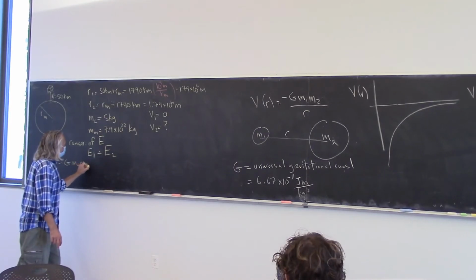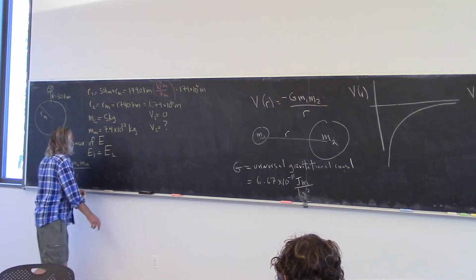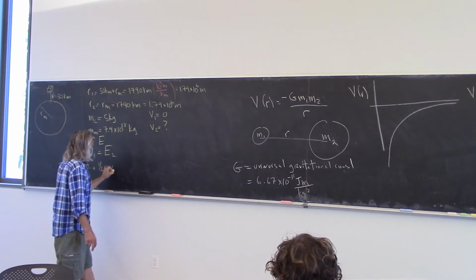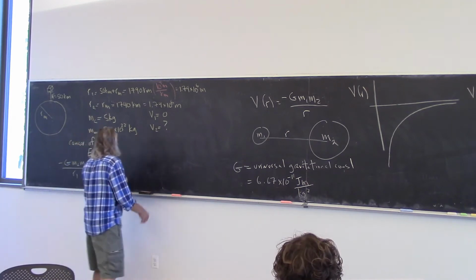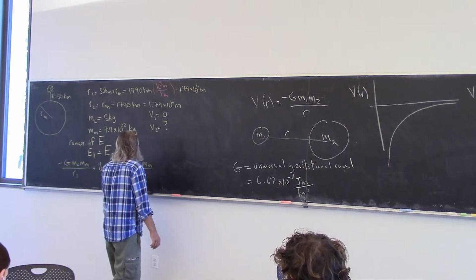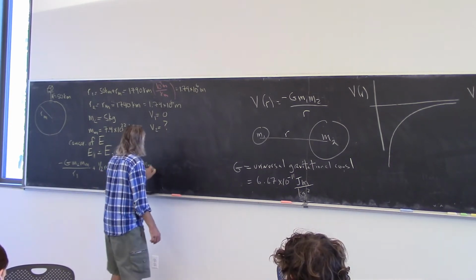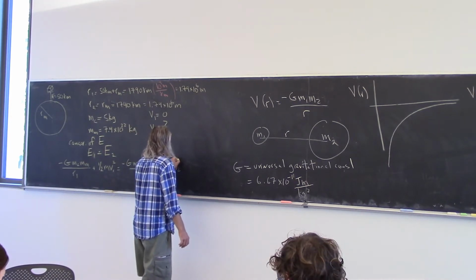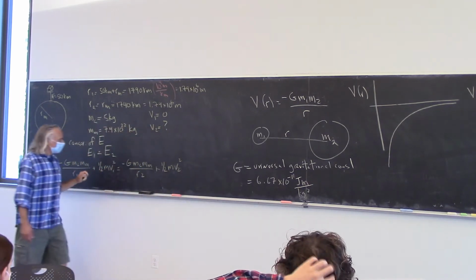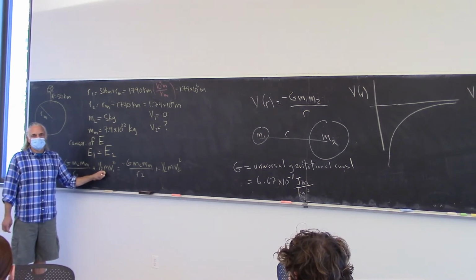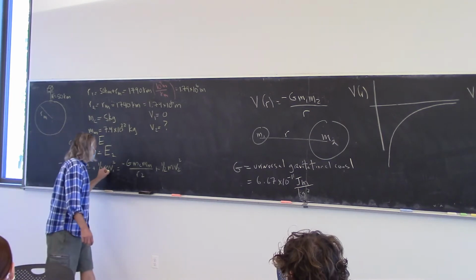minus G m cheese m over R1 plus 1/2 m v1 squared equals minus G cheese moon over R2 plus 1/2 m v2 squared. What mass should be here? Cheese, yeah, it's the cheese mass.